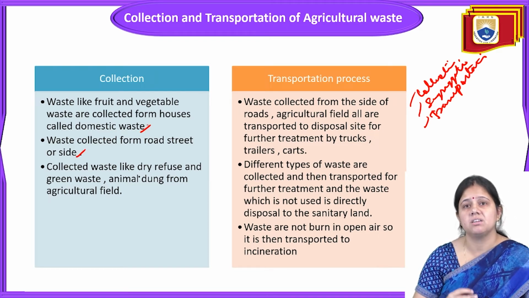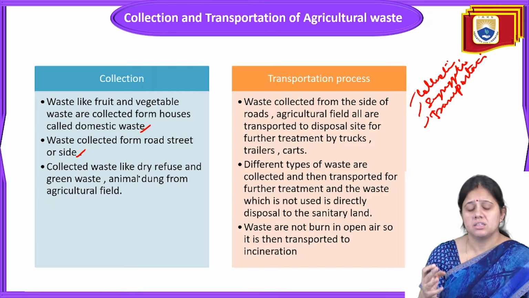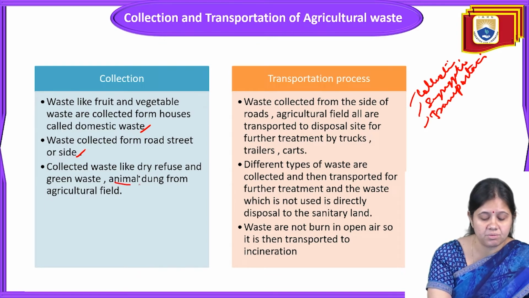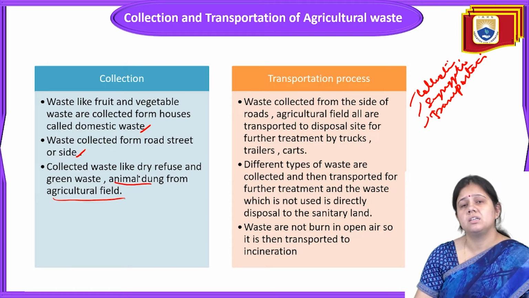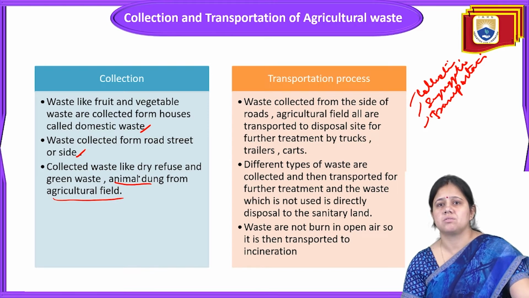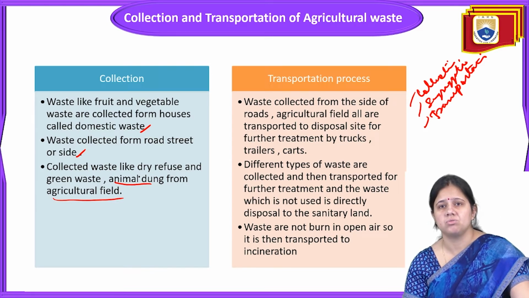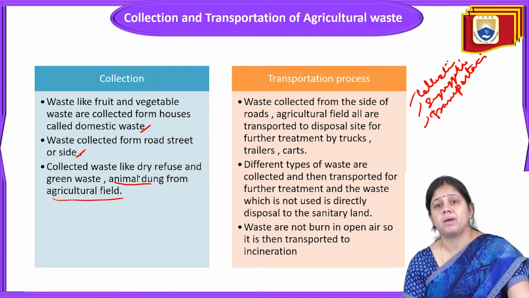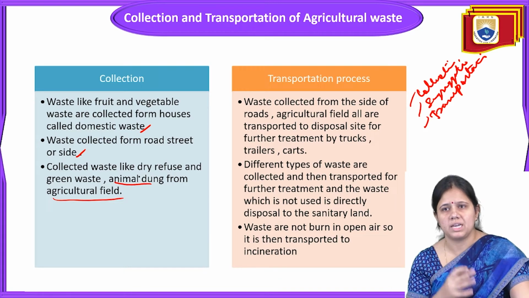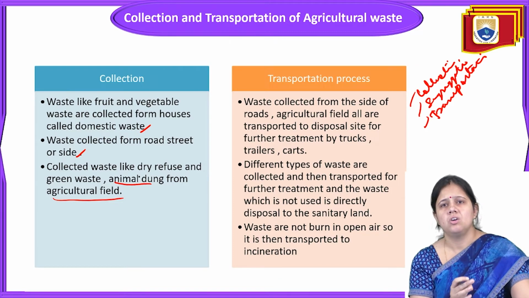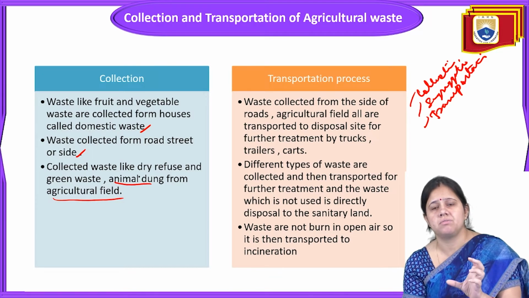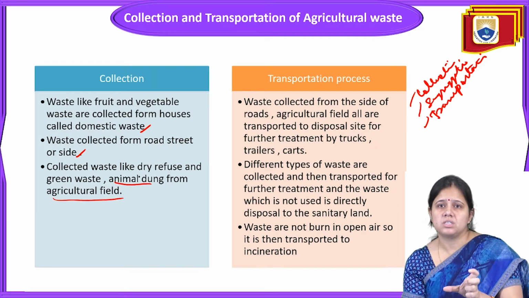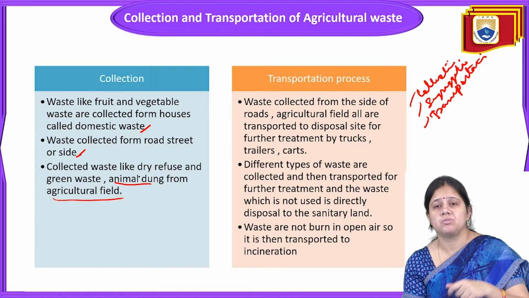First of all, we collect the fruit and vegetable waste, and waste like dry refuse, green waste and animal dung from the agriculture field. These are the collection methods of agriculture waste. So first of all, we do collection and segregation of all those wastes, like food waste in one place, road and street waste, and dry refuse or animal dung. First we do the segregation.